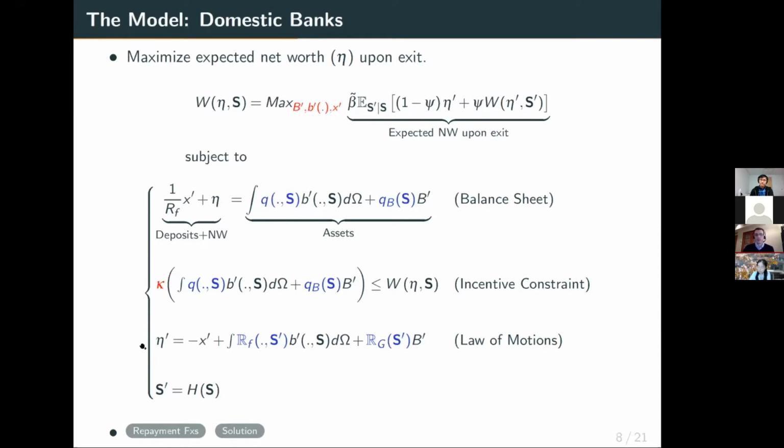The last two equations are just laws of motion. This is the law of motion for next period net worth of this banker, and the last equation is the perceived law of motion for all the aggregates of the economy.